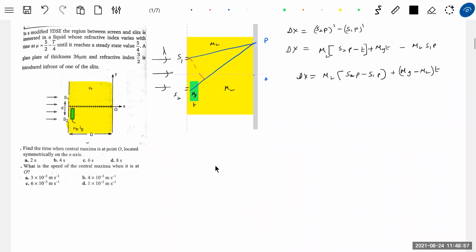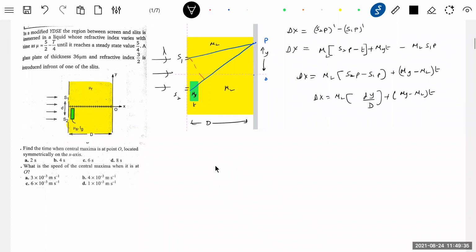It's asking now, find the time when the central maxima is at point O. What is the basic necessary condition for the central maxima to be at point O? I'll do one more equation. Shall we go for writing like this? What is y? This is y. Mu g minus mu l into t. Keep till here. Okay, this is the equation for this one.